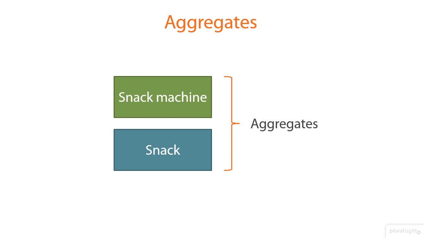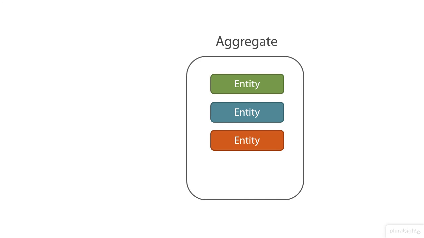In our domain model there are 2 of them, snack machine and snack. Let's elaborate on that. Aggregate is a design pattern that helps us simplify the domain model by gathering multiple entities under a single abstraction. This concept includes several implications. First of all, an aggregate is a conceptual whole, meaning that it represents a cohesive notion of the domain model.